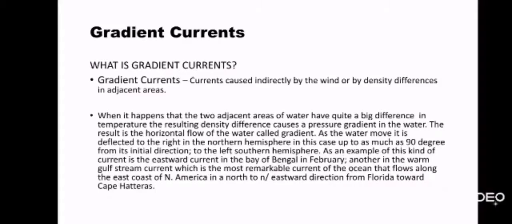Gradient currents. What are gradient currents? Gradient currents are caused indirectly by the wind or by density differences in adjacent areas.